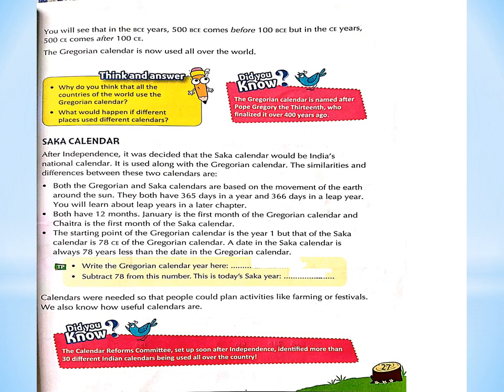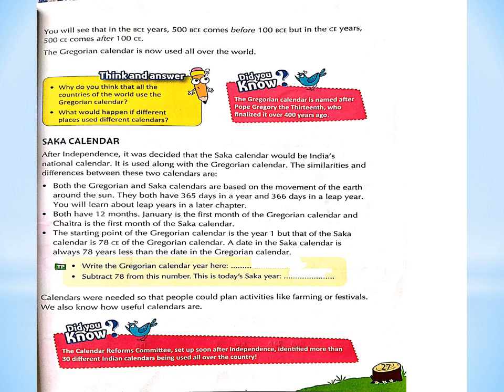Both have 12 months. January is the first month of the Gregorian calendar and Chaitra is the first month of the Saka calendar. The starting point of the Gregorian calendar is the year 1, but that of the Saka calendar is 78 CE of the Gregorian calendar. A date in the Saka calendar is always 78 years less than the date in the Gregorian calendar. So the first two are the similarities and the last one is the difference.